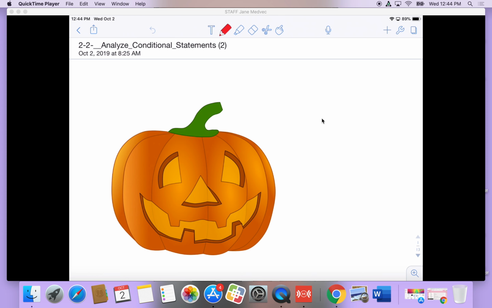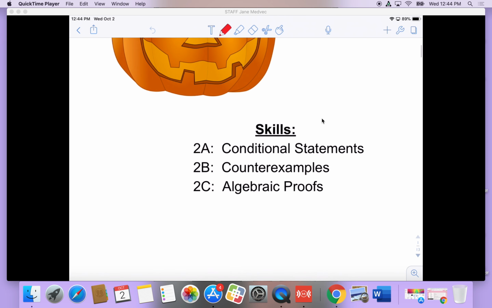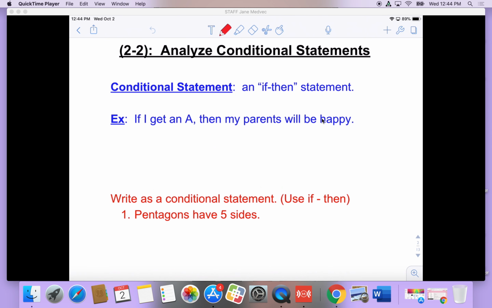So today we're going to do 2-2. We're going to do the first part. Again, we're looking at the standards covered this chapter. 2A, conditional statements, is really what we're working on today. Counterexamples, 2B, we did some of that yesterday. And then 2C, the algebraic proofs, that's coming up. So we're going to be using that algebra along with a 2-column proof. Let's take a look, like I said, and we're going to be analyzing conditional statements.